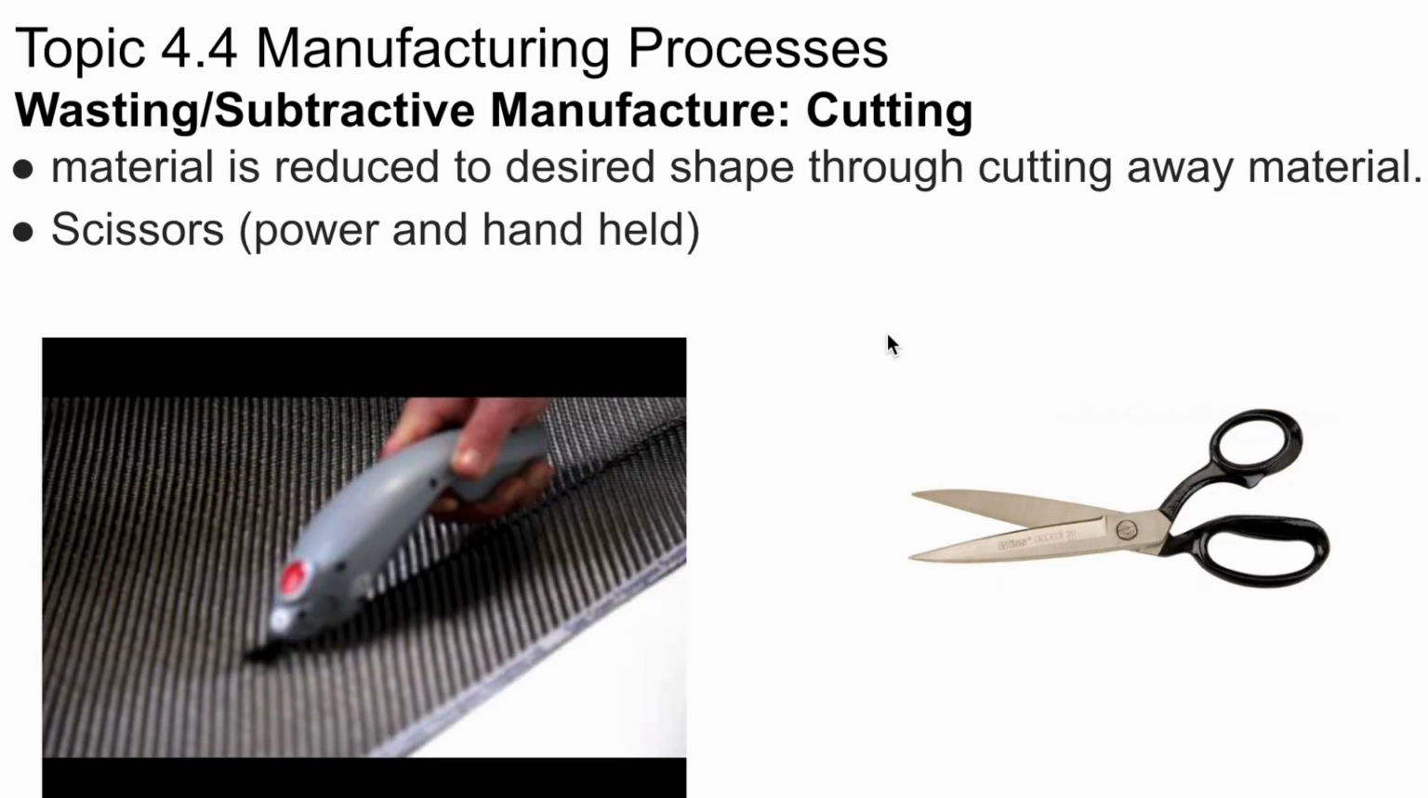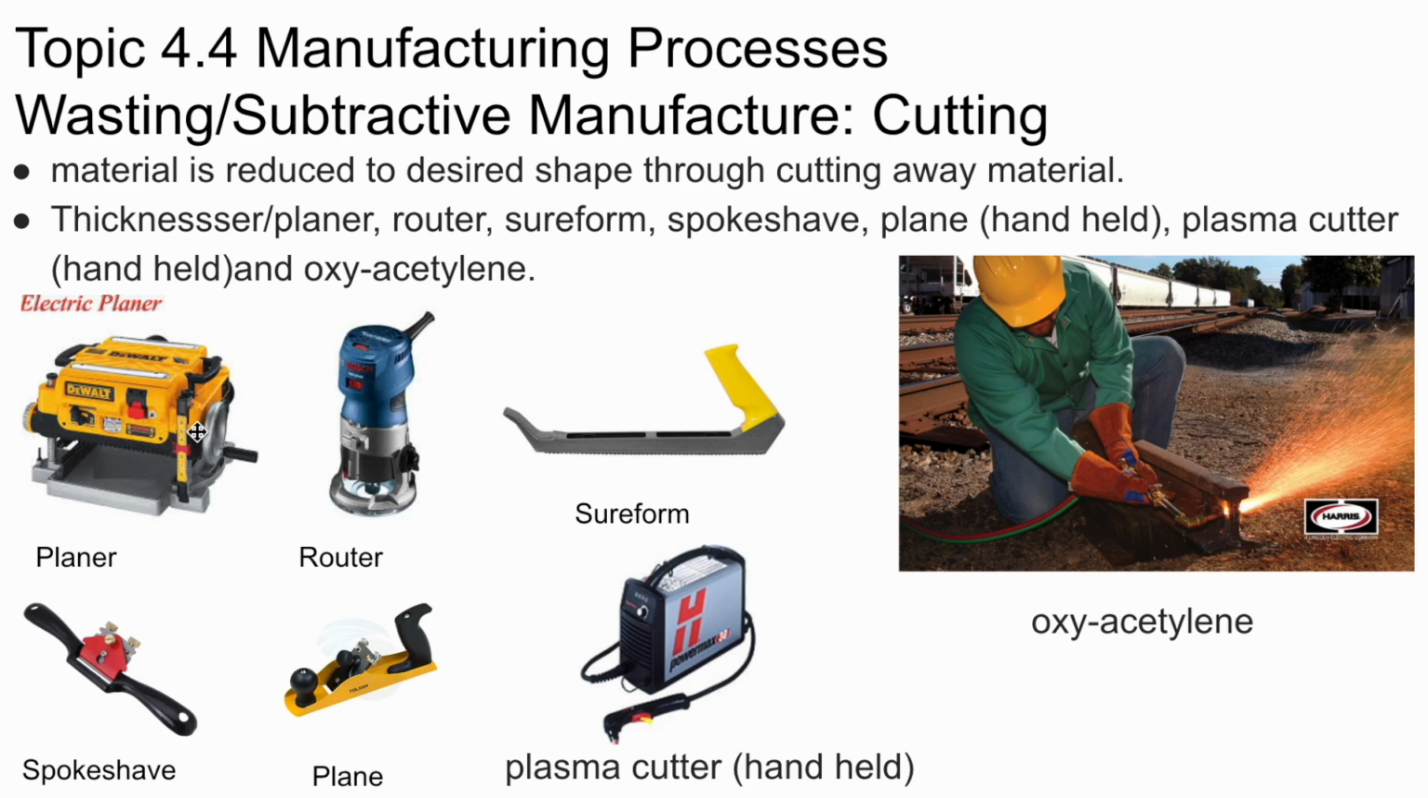You can use scissors. So for instance, you can use power scissors like in this video right here, or you can just use, for instance, scissors like this. So this would be used for something like textiles. You can use some different power tools or hand tools. So for instance, we have a thicknesser or a planer, router. This is called a Surform. This is a spoke shave, this is a plane, this is a plasma cutter, and this is oxyacetylene torching. And these will all cut away material.